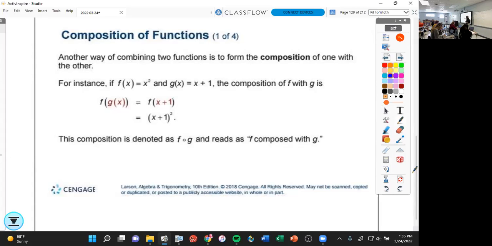Because that's what the f function says. The f function says f of x is x squared. So I changed x to x plus 1. There it is, and it's squared.